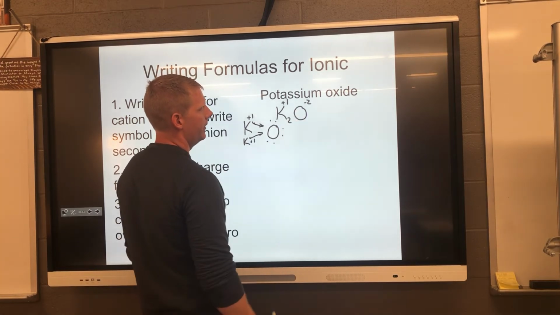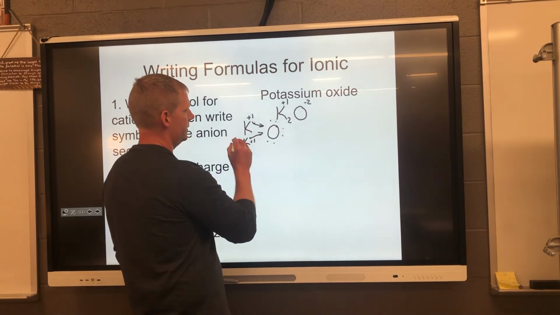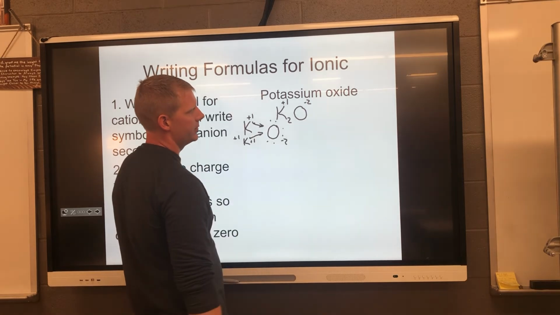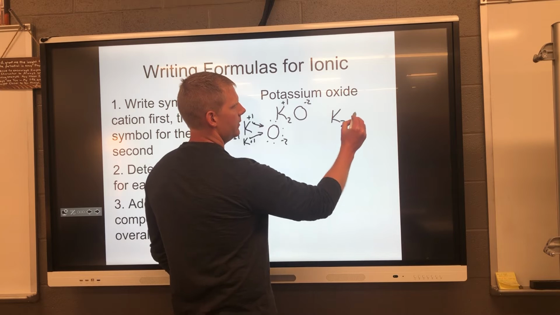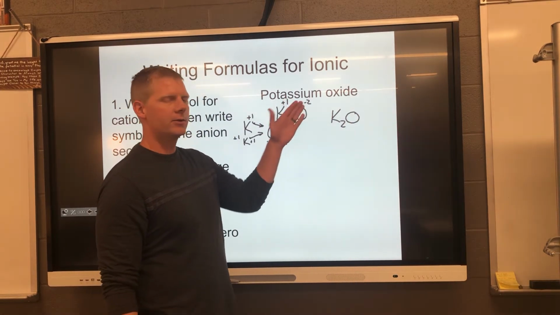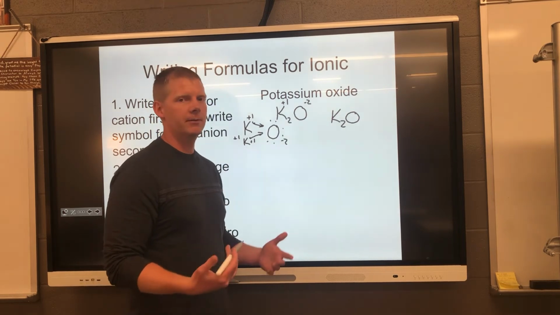So if I have K2O, I have 2 positive 1 charges, and I have 1 negative 2, so my overall charge is 0. So my chemical formula for this one is just K2O. When we write the chemical formula, we don't include the charges, but we need to know the charges in order to get the correct number of subscripts there.